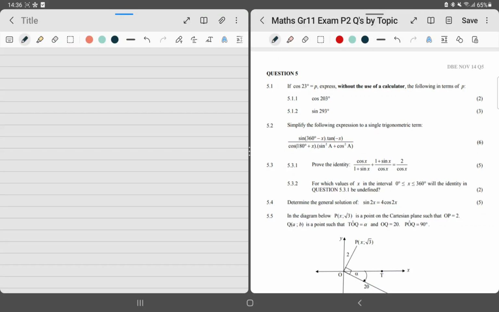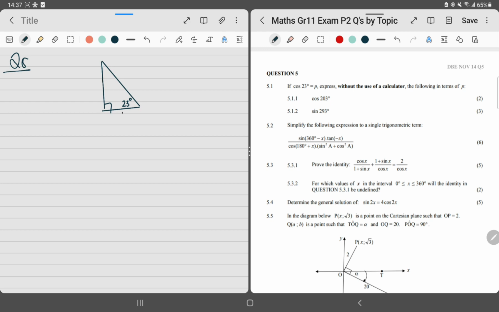From the November 2014 Grade 11, question 5. 5.1. If cos 23 degrees is equal to P, express without the use of a calculator the following in terms of P. So we need a right-angled triangle for questions such as this one. So that's 23 degrees, and they're telling us that cos 23 is equal to P.